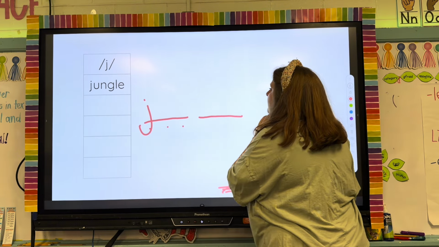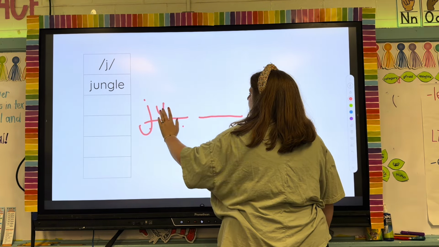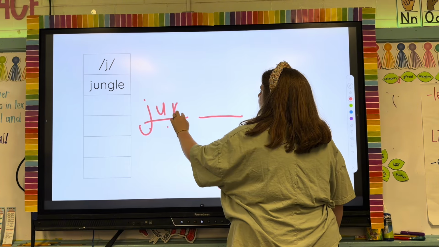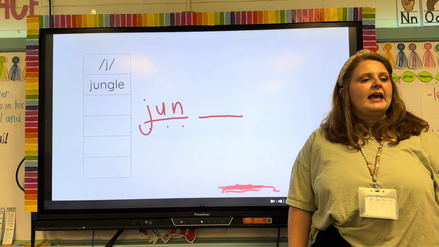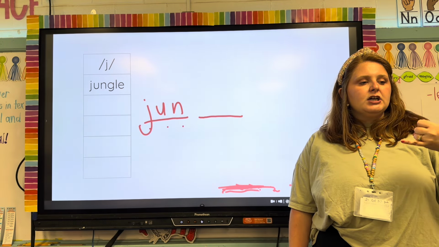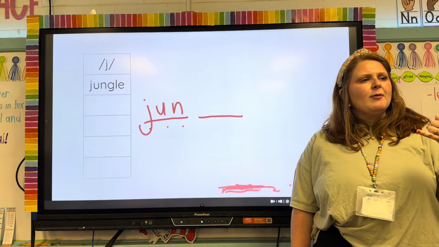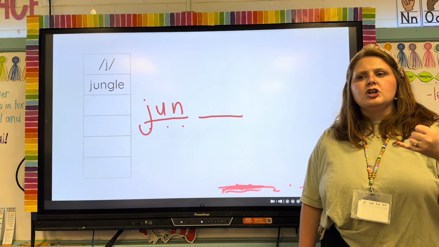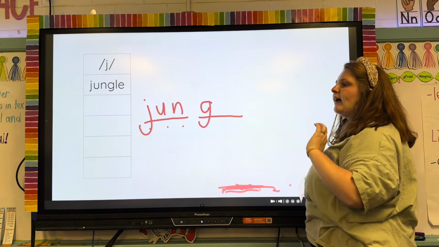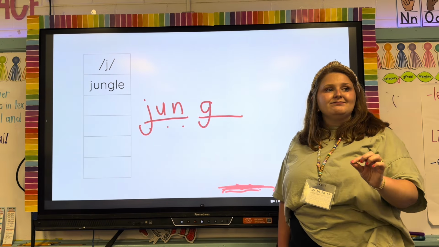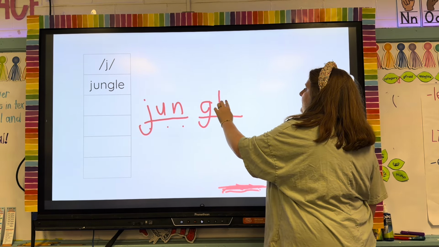How do we spell U? How do we spell N? And so I have J-U-N. What's my second syllable? Go. Pound it. Go. How am I going to spell G? G. And if I have a tall letter or a letter that falls, I use L-E.